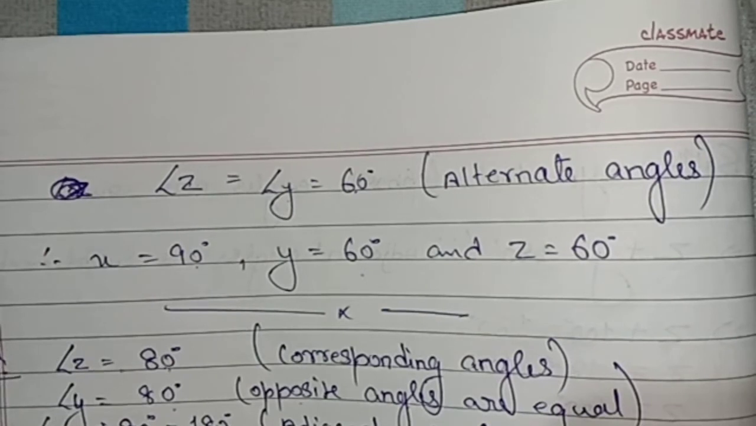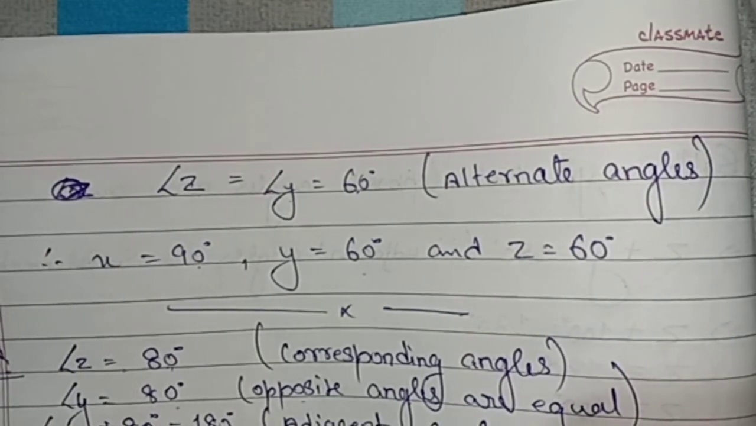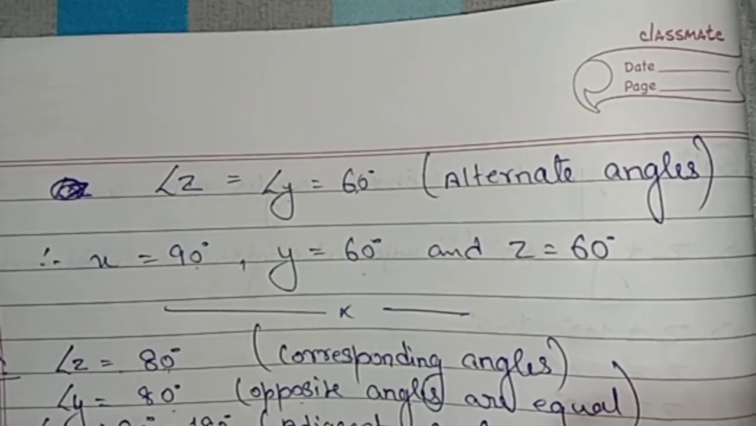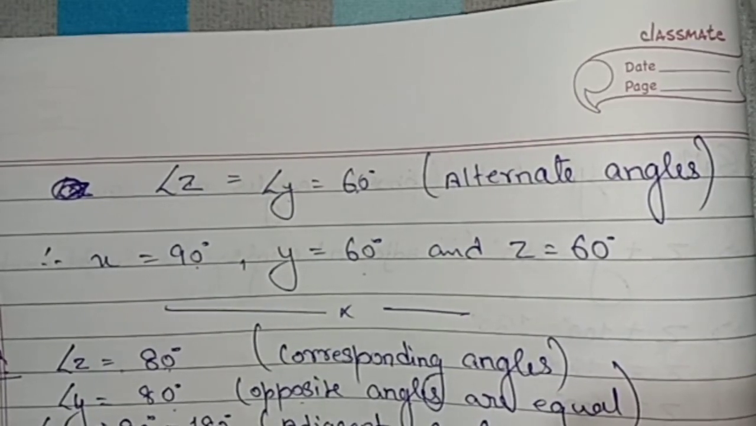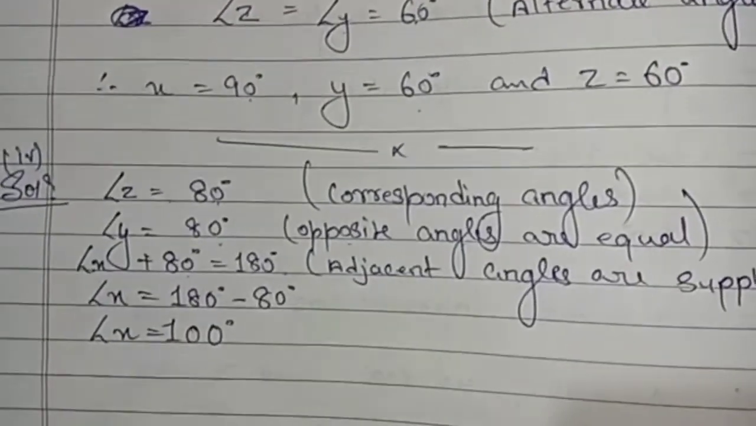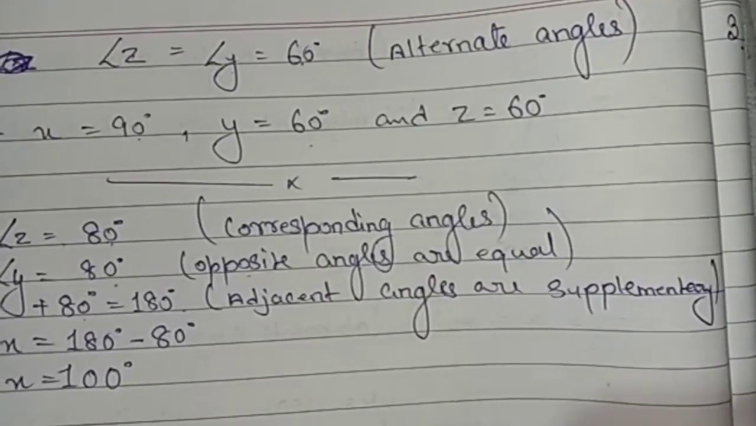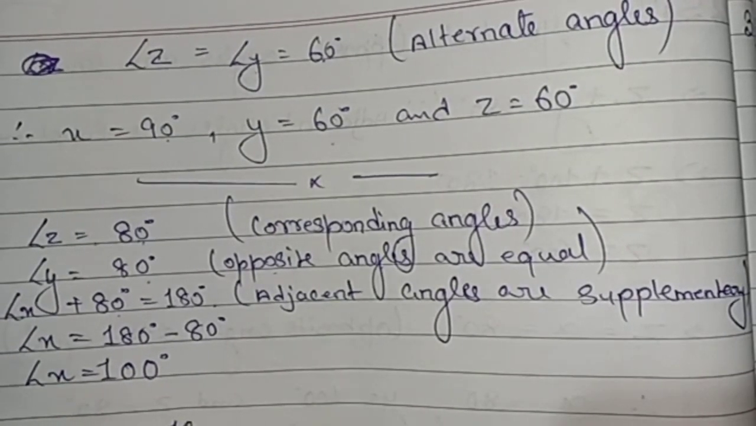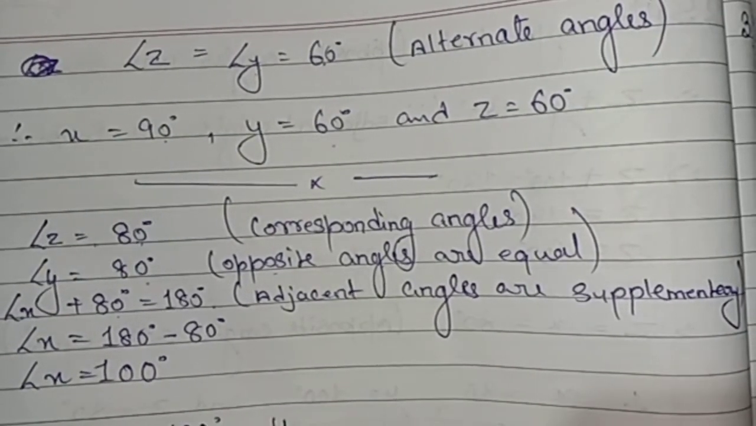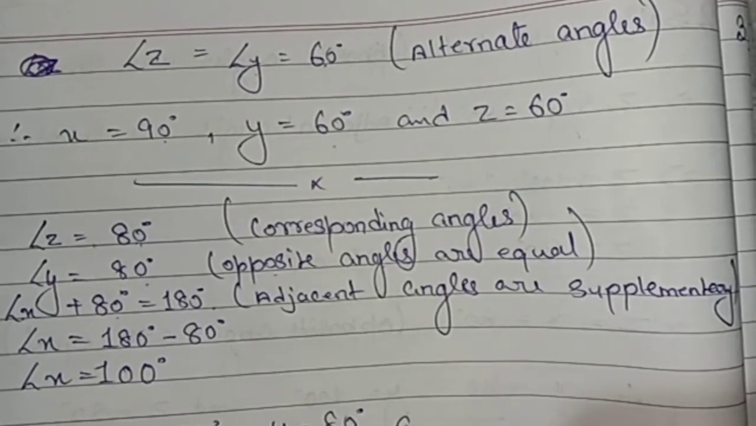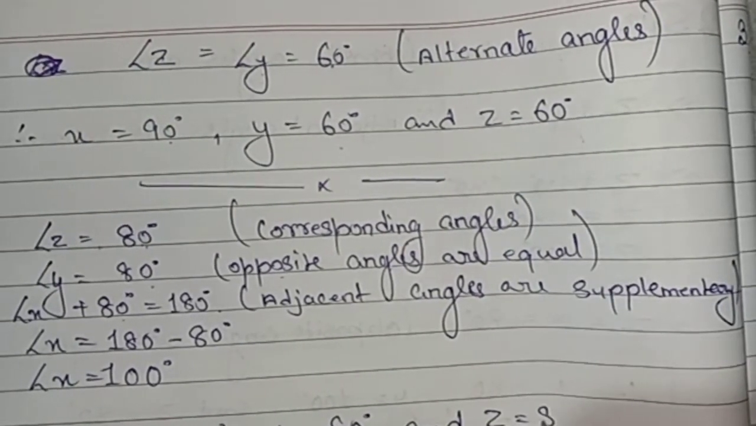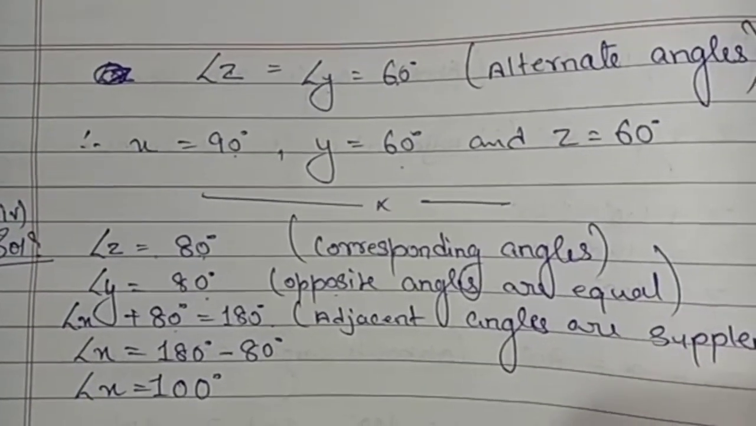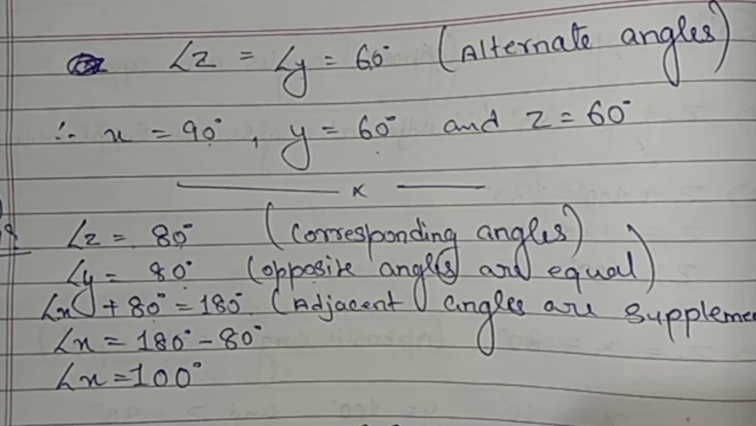So we'll get the value for X. 180 degrees minus 80 degrees, so angle X is equal to 100 degrees. Therefore, X is equal to 100 degrees, Y is equal to 80 degrees, and Z is equal to 80 degrees. This is the solution for number 4. I hope it's clear.